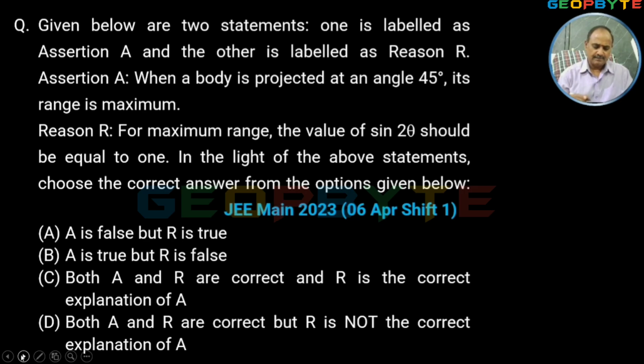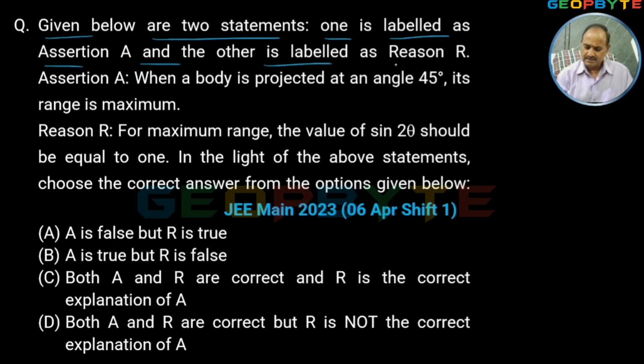Try to read it clearly. It is asking like this. Given below are two statements. One is labeled as assertion and the other is labeled as reason. Assertion is given like this. Assertion statement: when a body is projected at an angle 45 degrees, its range is maximum.